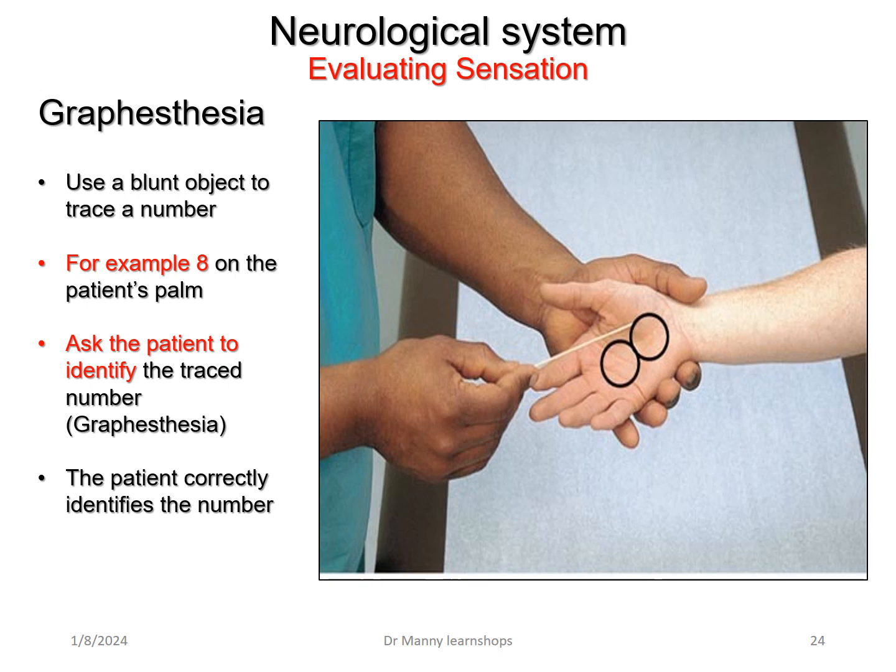Graphesthesia, this is where you use a blunt object to trace a number or a letter on the palm of the patient's hand, and you ask them to identify what the number is or what the letter is.